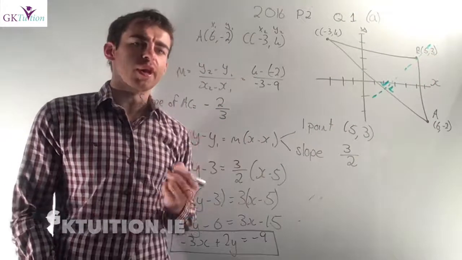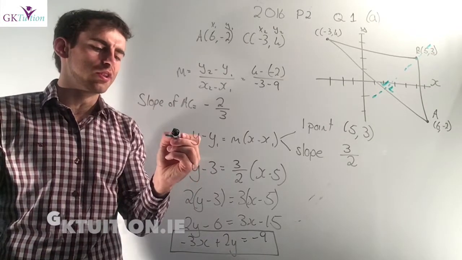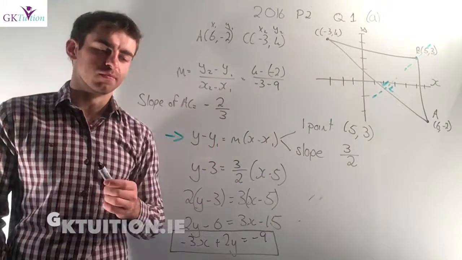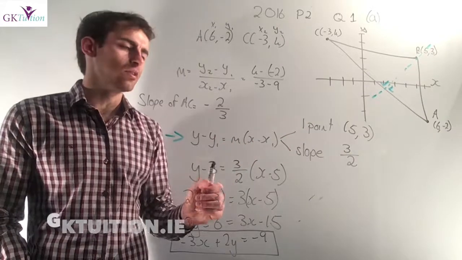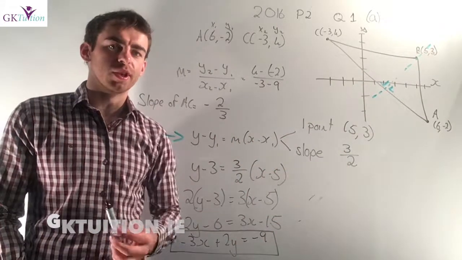So you should straight away recognize that to find the equation of a line, I want to sub into this formula: y minus y1 equals m times x minus x1. And in order to sub into this formula, we need two pieces of information. We need to know a point on the line, and we need to know the slope of the line.